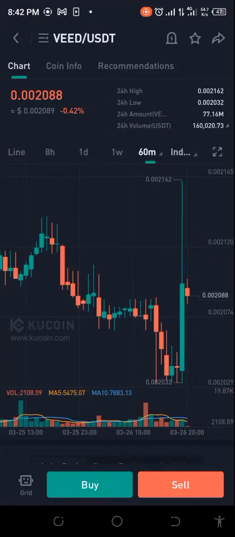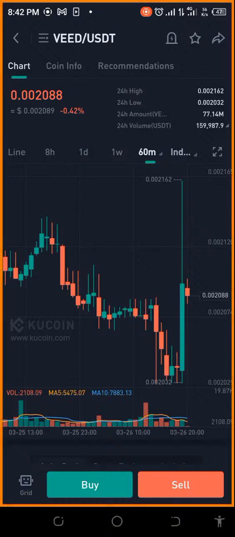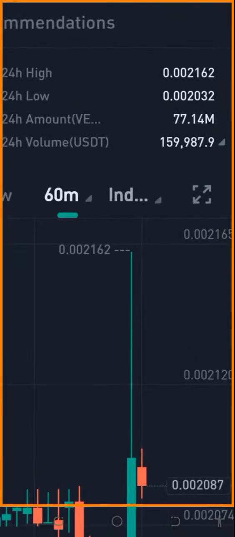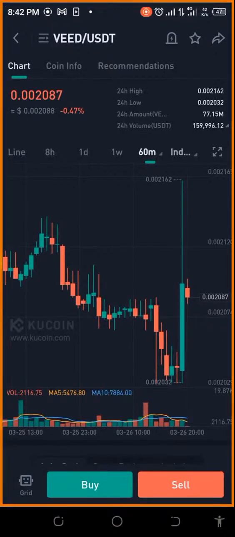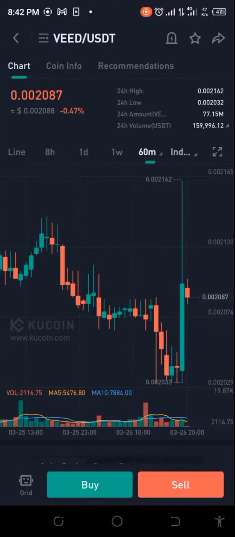But my eyes were on BTC. I wasn't checking USDT as I ought to. And I didn't know, because what happens here is that somebody with probably a big money bag came and bought a lot of VEED. And when that happened, the candle shot up high. Of course, all of this could happen within a couple of minutes. As you can see here, this is 60 minutes, which is 1 hour.